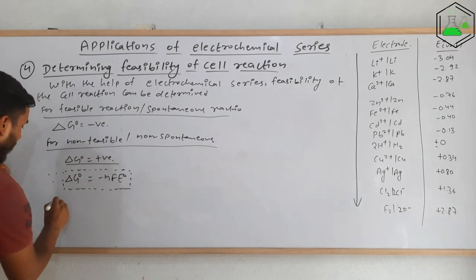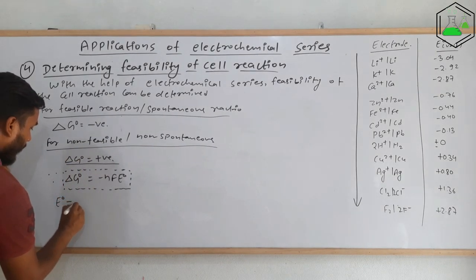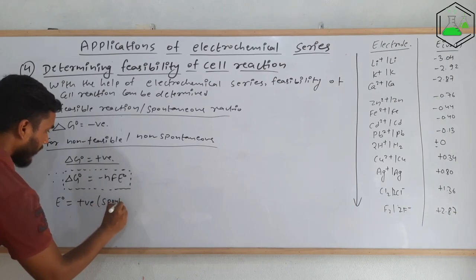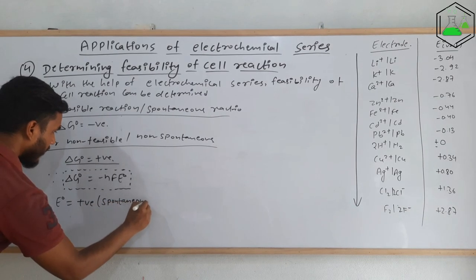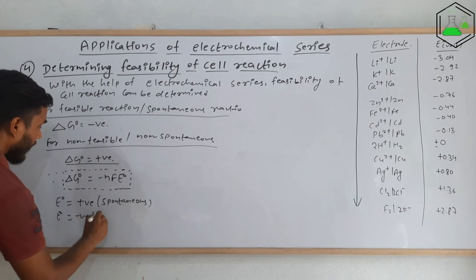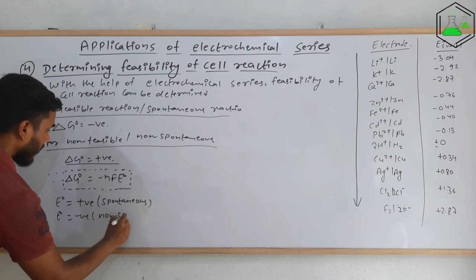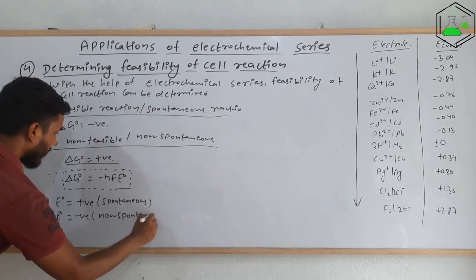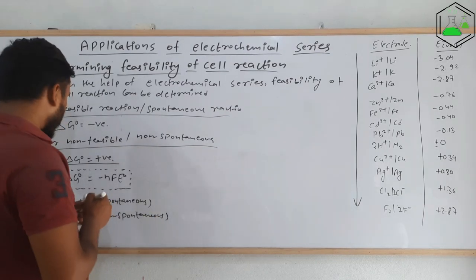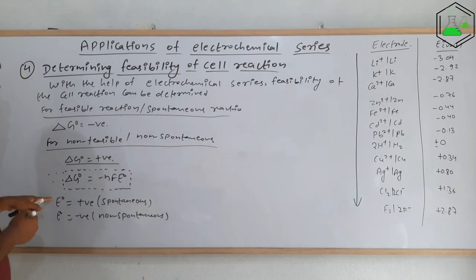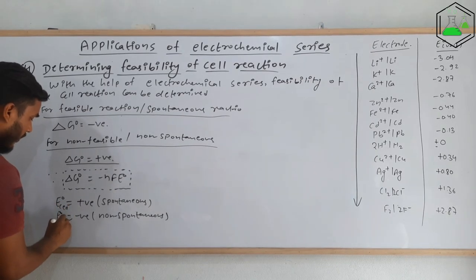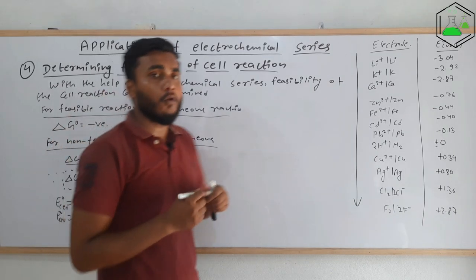So we can say that if E naught is positive, then it is a spontaneous reaction. Spontaneous simply means feasible, and if E naught is negative, then it is a non-spontaneous reaction or non-feasible reaction. So this is the condition, and we can calculate the value of E naught cell. Actually, this is for the cell, okay, not a particular electrode. This is for the overall cell.